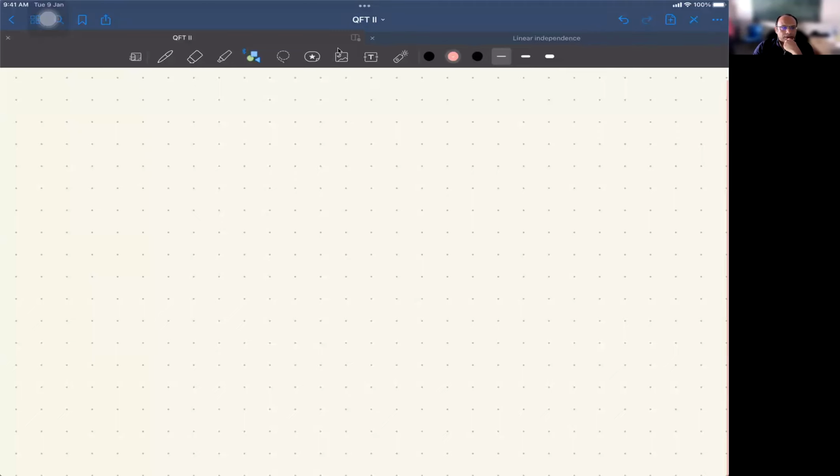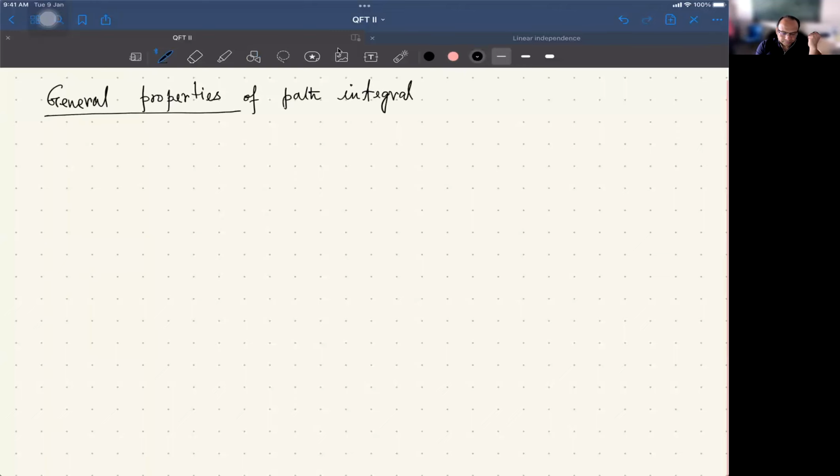Okay, so I shall now discuss general properties of path integral. General properties of path integral. Let us first discuss the Schrodinger wave function.